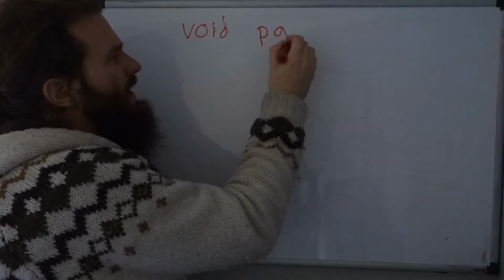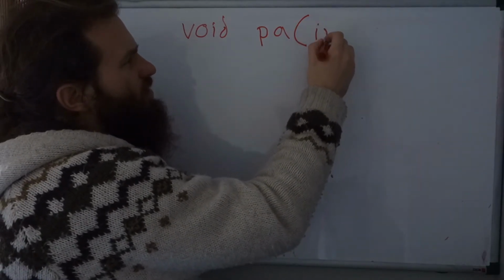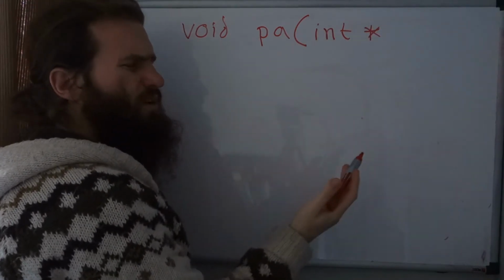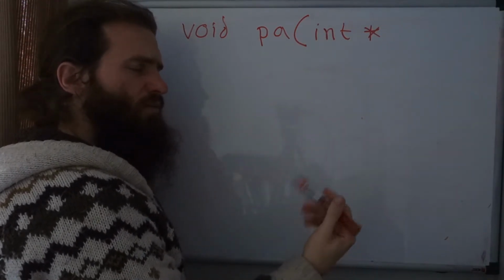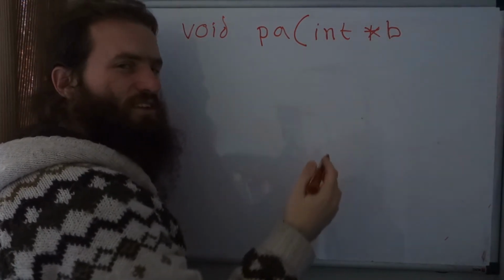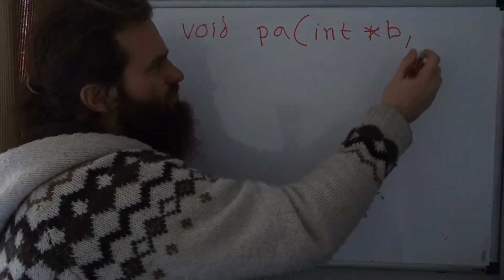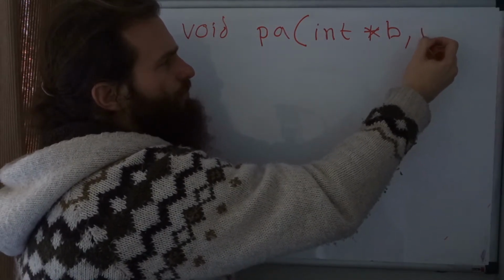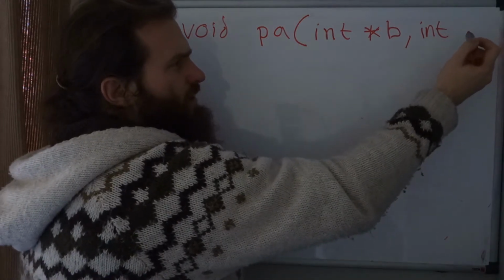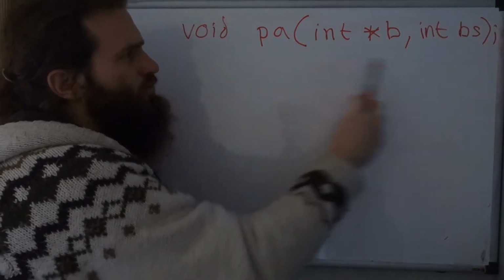The function name is PA. It takes 2 arguments. The first one is an integer pointer. And just to avoid getting confused with what we've got in the main body, where we're calling the array A, we'll just call it B. We can call it A, but just to make it clear that it's different. And then we can have a second parameter, which is going to be the B size. And because I haven't got enough space, I'm just going to call that BS. So that's our function prototype.